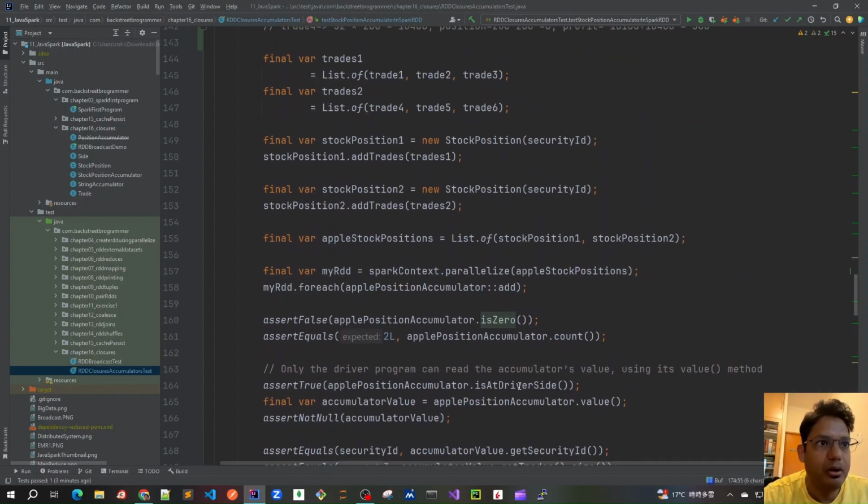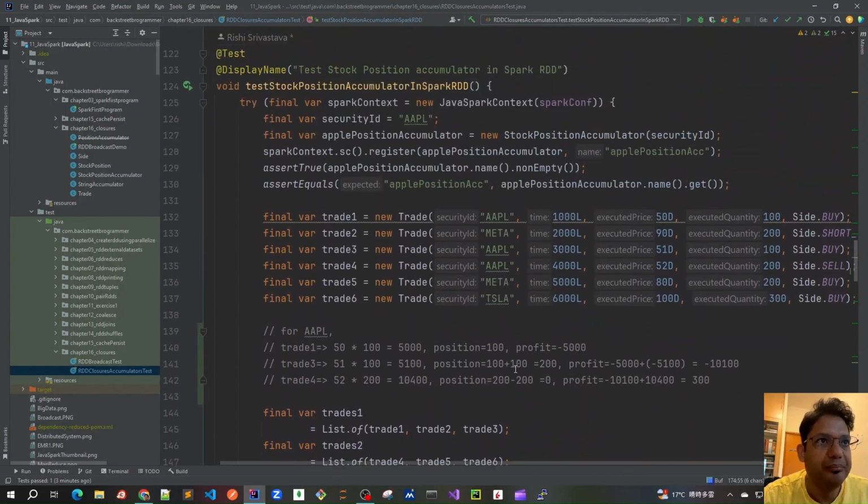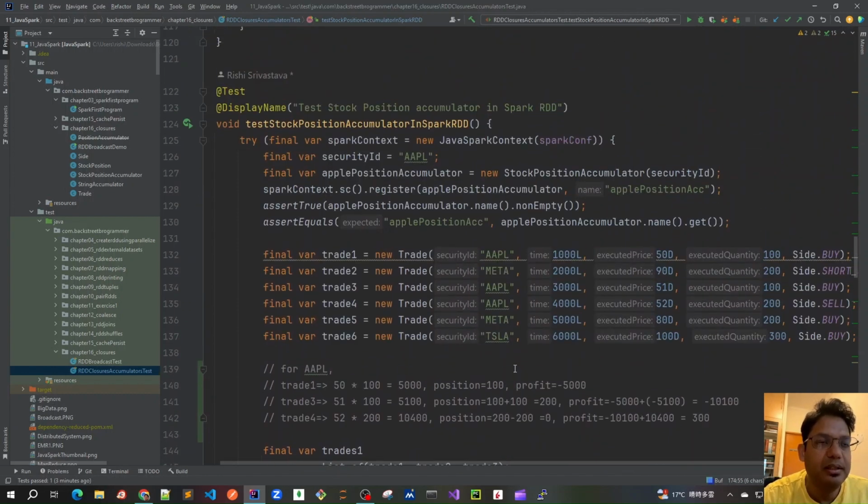So this is all about our stock position accumulator. And as mentioned, we can also create similar types of position accumulators for other symbols that we are interested in, for example, Meta or Tesla. And this is very handy, because I've seen that if there are thousands of trades, and we are trying to do all these positions and accumulations, if we are using Apache Spark as our big data solution, this accumulator works very nicely and very fast. So let's run this test case to assert that everything is correct and as expected.